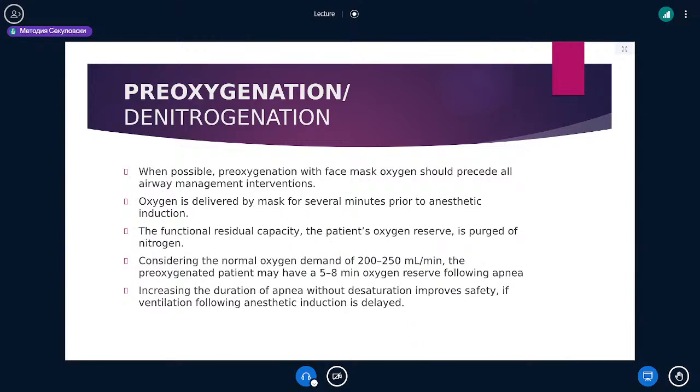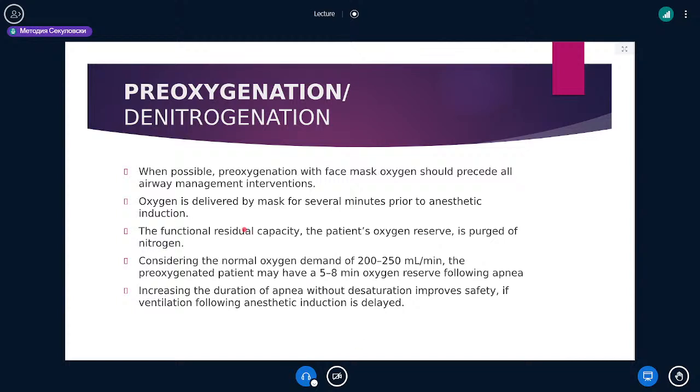About pre-oxygenation, another word is denitrogenation. You can see it in your book. When possible, pre-oxygenation with face mask oxygen should precede all airway management interventions. If you are working with an emergency patient, maybe a cesarean section or some trauma, you don't do pre-oxygenation in your patient. This is a very big problem because when you do pre-oxygenation, some of the air goes to the stomach and the patient may start vomiting.